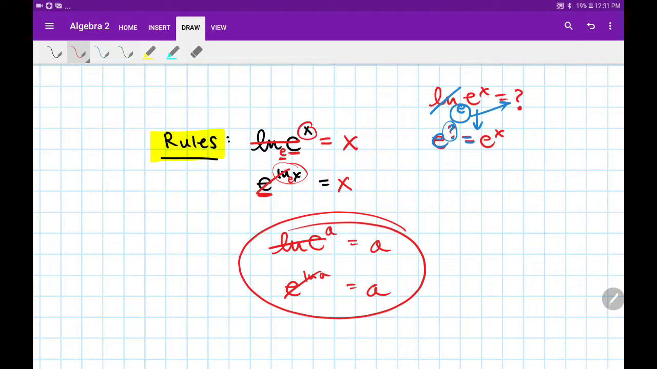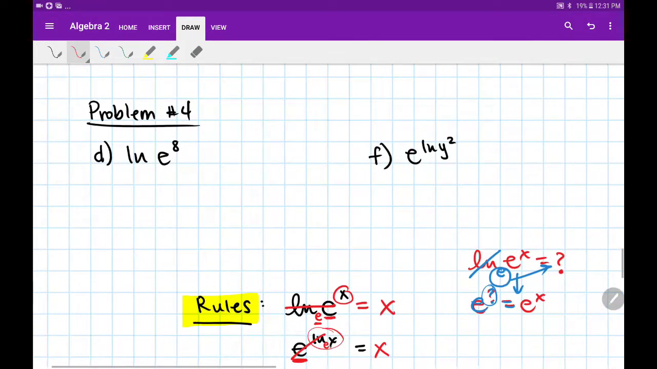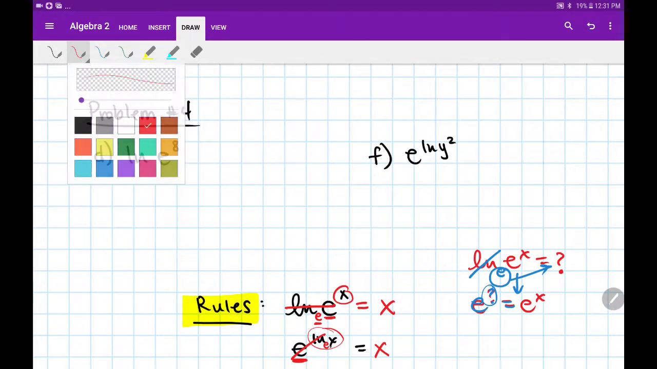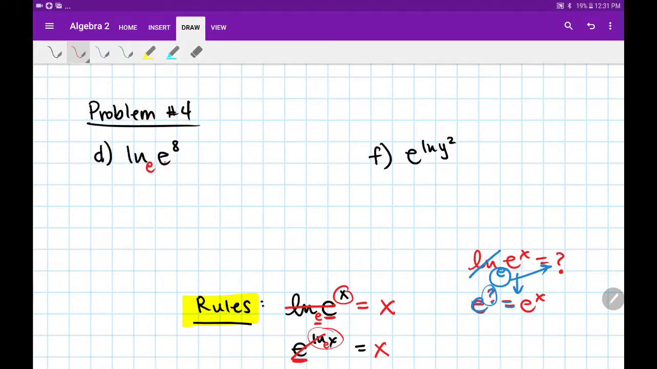Let's do problem number 4D. So ln of e to the 8, so our bases are the same here. Kind of cross them out. My answer is just 8. Now, F, e to the ln of y squared. Well, this is my base e, and this has a base e, so my answer is just y squared.